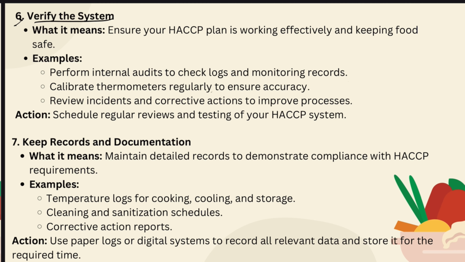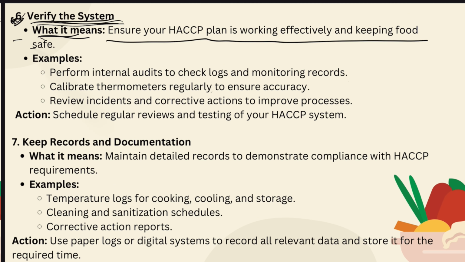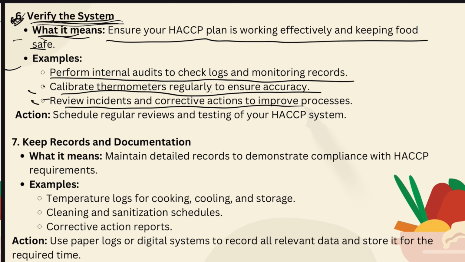Number six, verify the system. What does it mean? Ensure your HACCP plan is working effectively and keeping food safe. Examples: perform internal audits to check logbooks and monitoring records. Calibrate thermometers regularly to ensure accuracy. Review incidents and corrective actions to improve processes. Actions: schedule regular reviews and testing of your HACCP system.